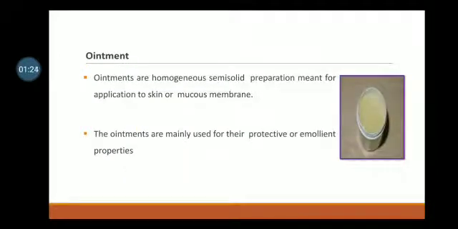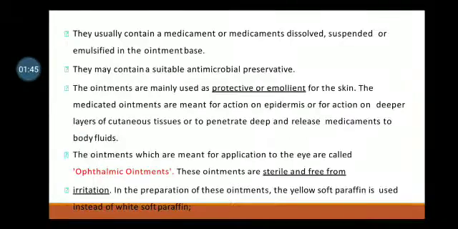Firstly, we will see ointment. Ointments are homogeneous semi-solid preparations meant for application to skin or mucous membrane. Ointments are mainly used for their protective or emollient properties. In the figure, ointment is shown. They usually contain a medicament or medicaments dissolved, suspended, or emulsified in the ointment base. They may contain a suitable antimicrobial preservative.